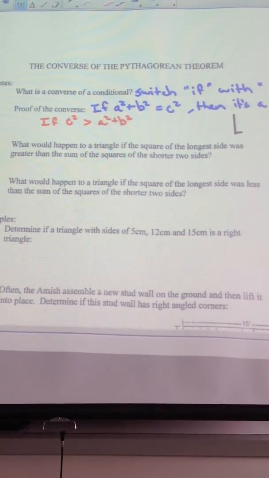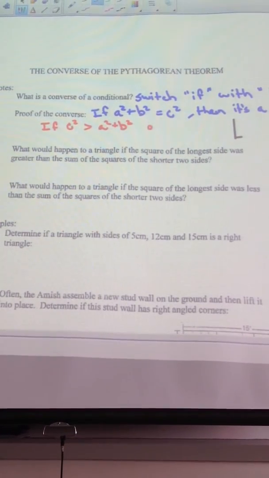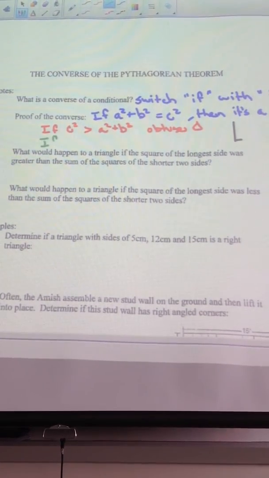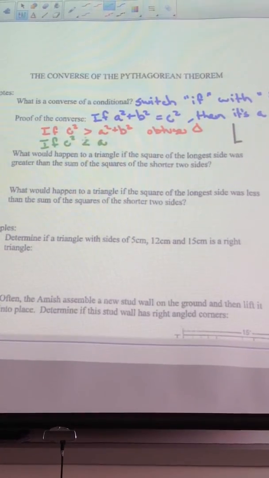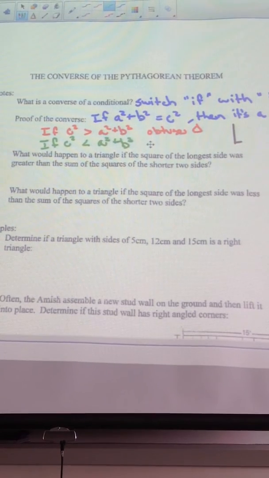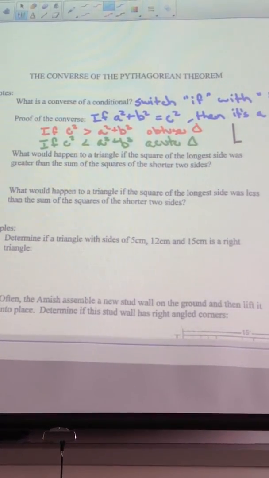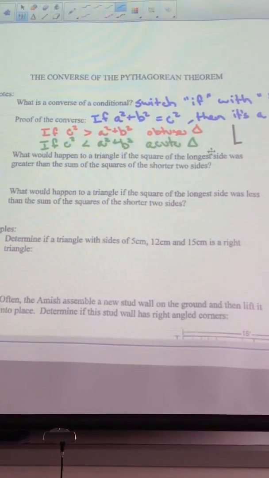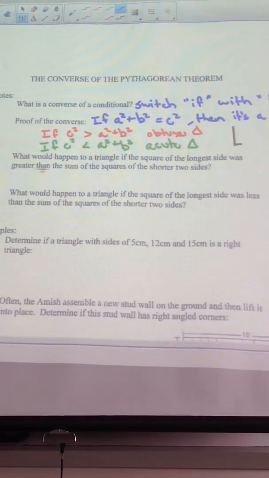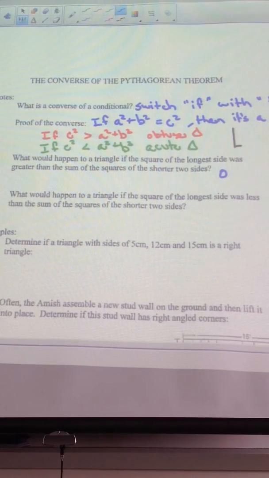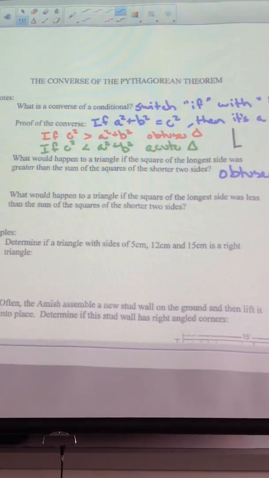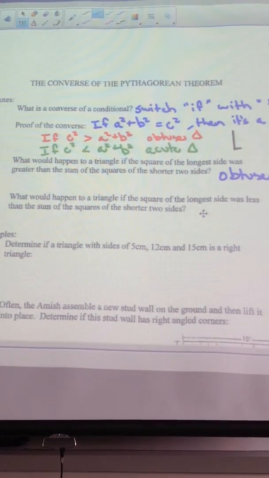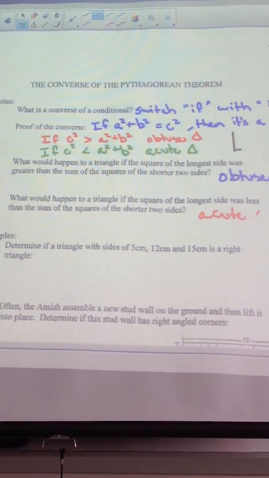So, if c squared is greater than a squared plus b squared, we have an obtuse triangle. Whereas if c squared is less than a squared plus b squared, that makes the angle smaller, which means we have to have an acute triangle. Okay? So here's what this looks like. If we square the longest side and it's greater than the sum of the squares of the other two sides, we're going to have obtuse triangles. If we square the longest side and it's less than the squares of the other two sides, we are going to have an acute triangle.